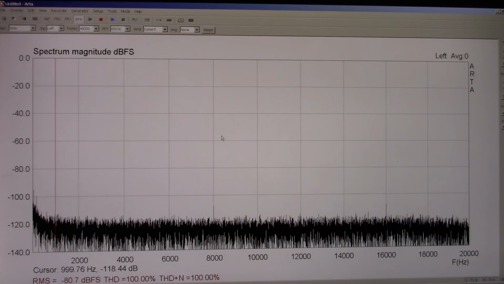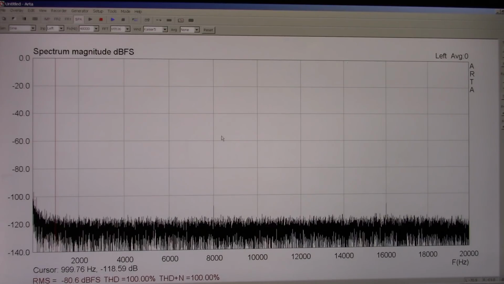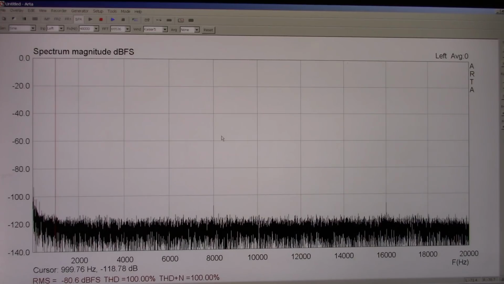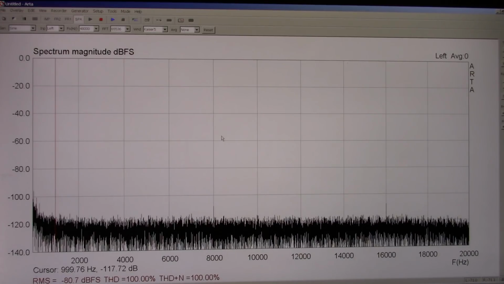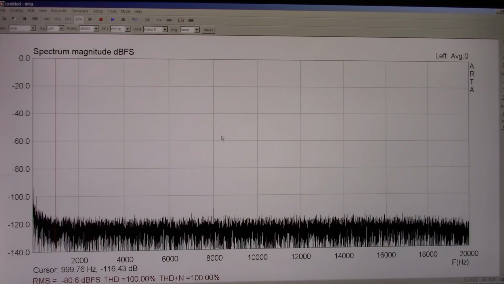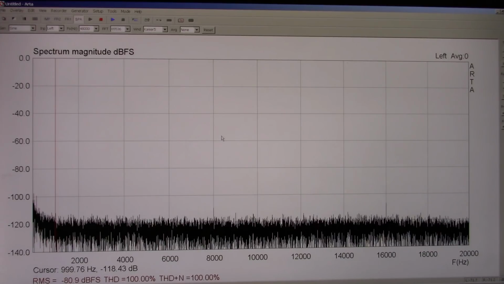But I will show you a few things here. I was playing around today and I made some discoveries. So I wanted to run that by you real quick before we get on to the measurement of the amplifier.